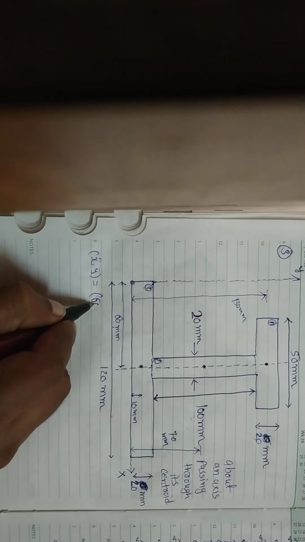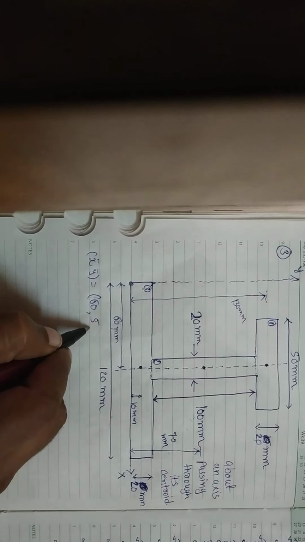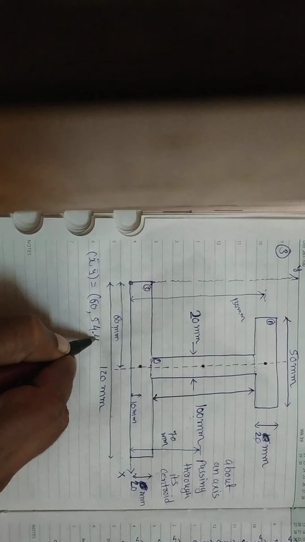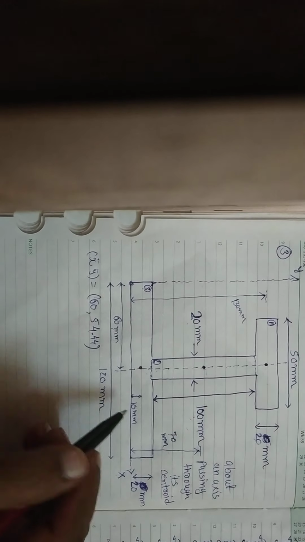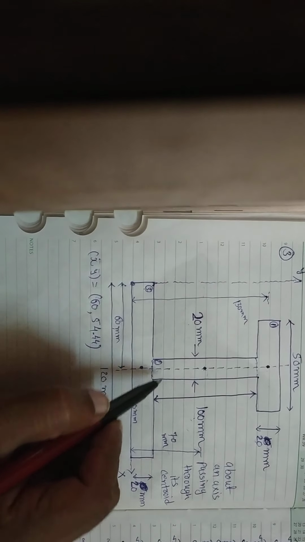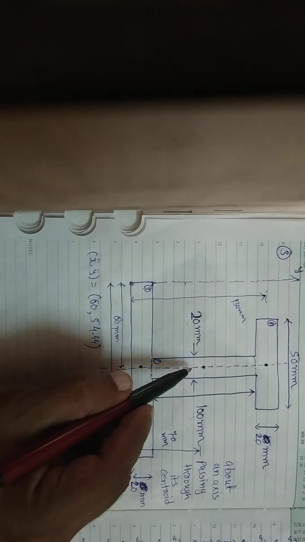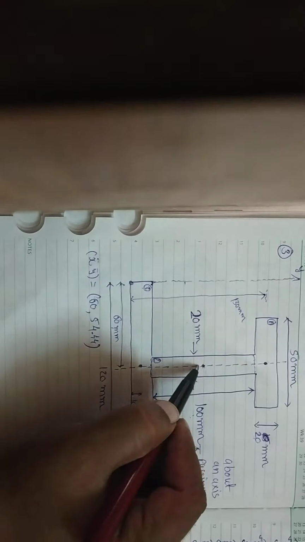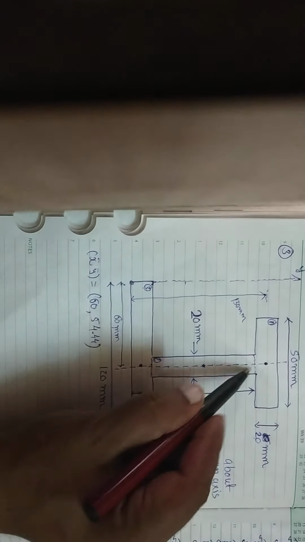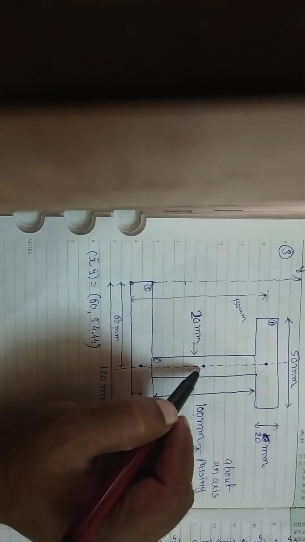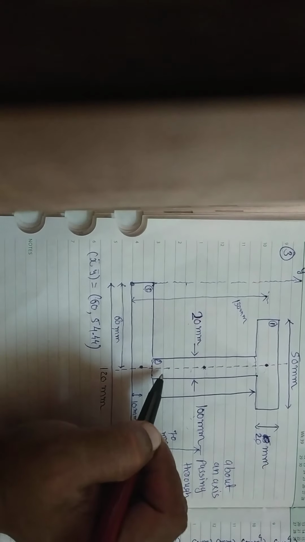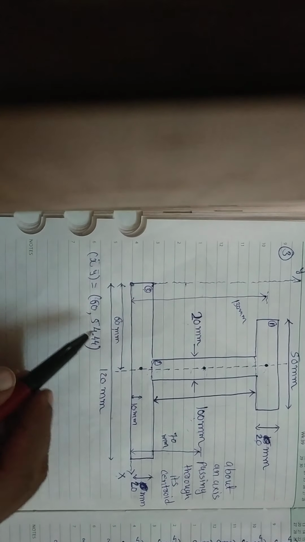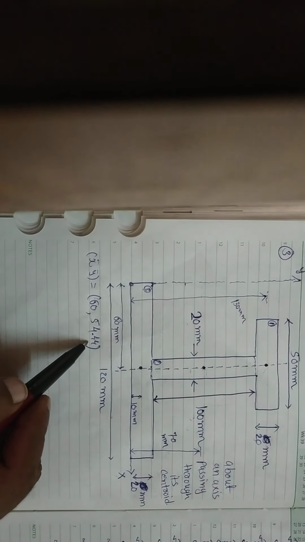The X coordinate that we achieved is 60 mm and the Y coordinate that we achieved is 54.44 mm. Alright, so the x coordinate is 60 mm, which means this one is offset 60 mm. So all these centroids are on the same alignment. So the entire section's x coordinate is also on the same alignment. But the y coordinate is 54.44.